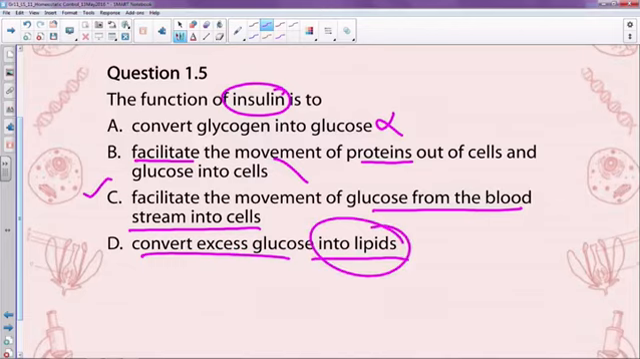It doesn't convert into lipids, it converts them into glycogen. So that's not correct. And this would be glucose from the bloodstream into the cells. And essentially, when I discuss what the symptoms are of somebody who is diabetic, one of the problems is that the glucose remains in the bloodstream because it's not being able to be absorbed into the cells.